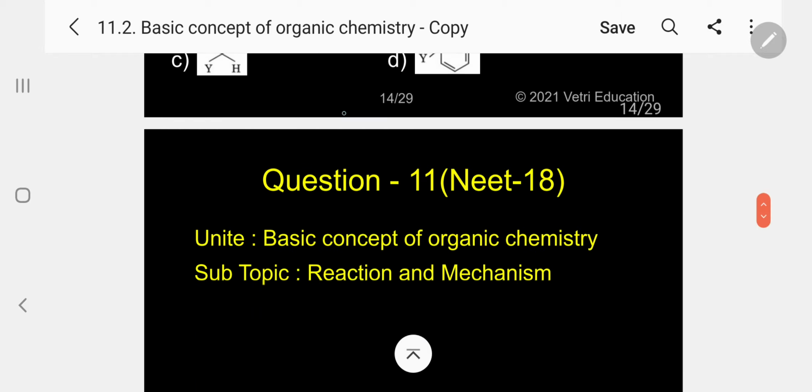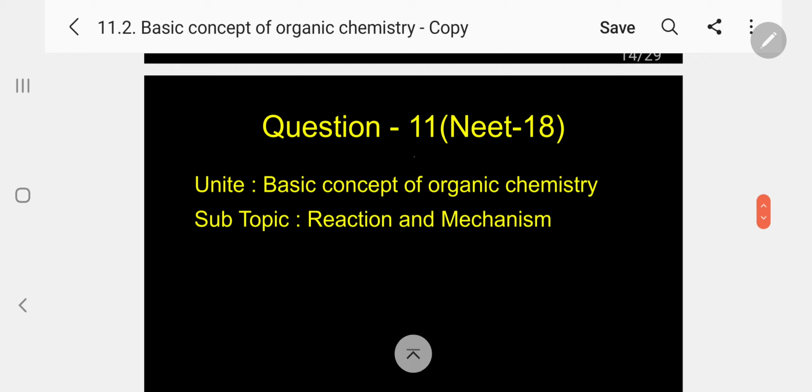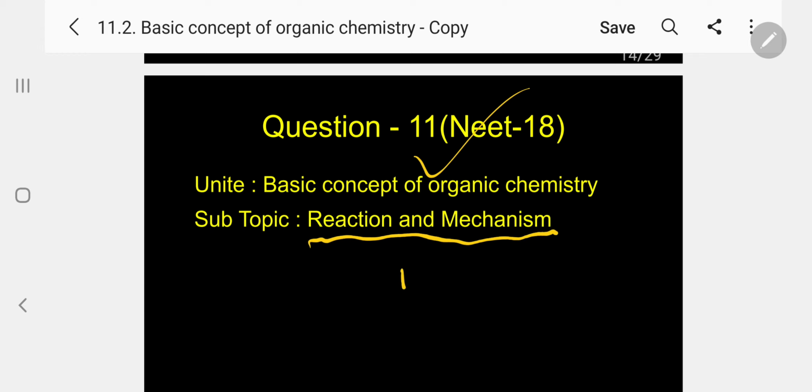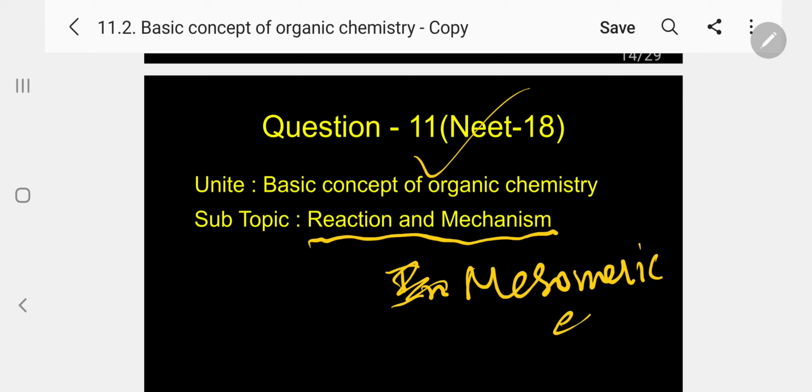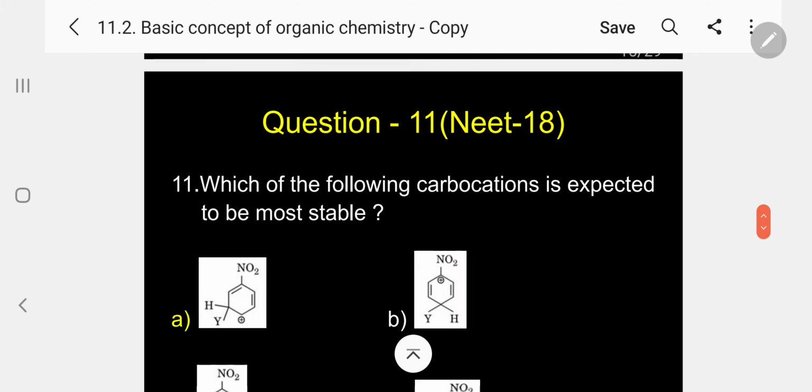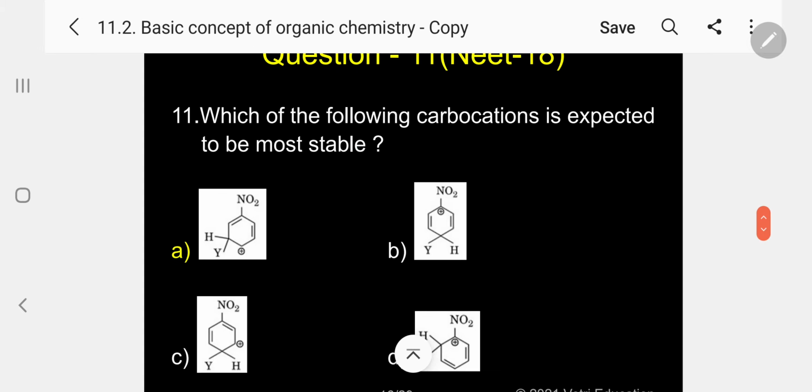So this question was asked under the basic concept of organic chemistry, under reactions and mechanism, specifically under the inductive effect. But this is an aromatic ring, so we use the mesomeric effect. If the same effect is present in aliphatic compounds, we call it inductive; in aromatic compounds, we call it mesomeric effect. Please follow. So let me come to the answer, which is A.